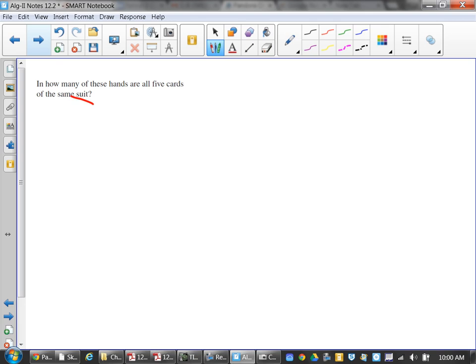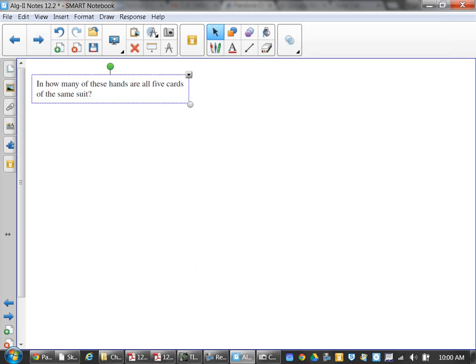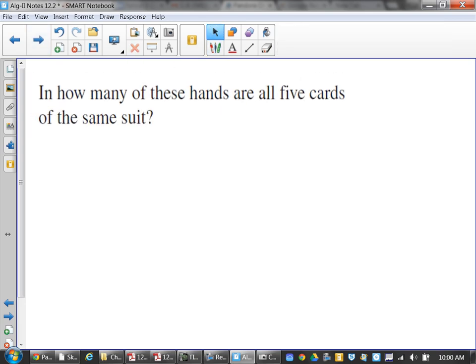Now, another way of looking at this is how many of these hands you can get where all 5 cards are the same suit. So basically you're asking, can you get a flush dealt to you right away? A flush means all of the same suit. A royal flush would be ace through 10, same suit. That'd be pretty good.